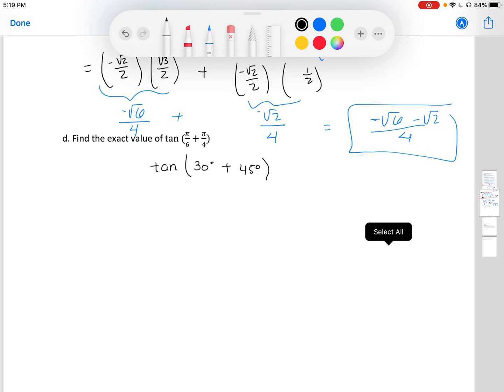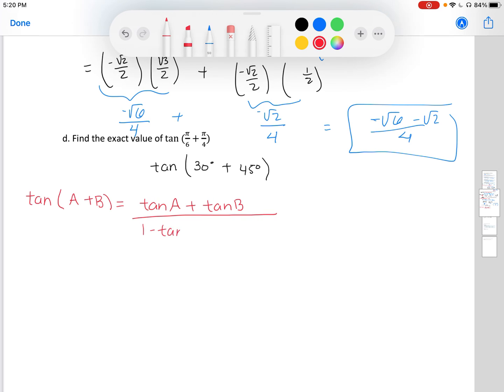You can hear the paper shuffling because I'm looking at my sheet for these functions. Tangent for a sum, because I have a plus sign. Tangent sum formula is tangent of A plus B is equal to tangent of A plus tangent of B, divided by 1 minus tangent of A times tangent of B.